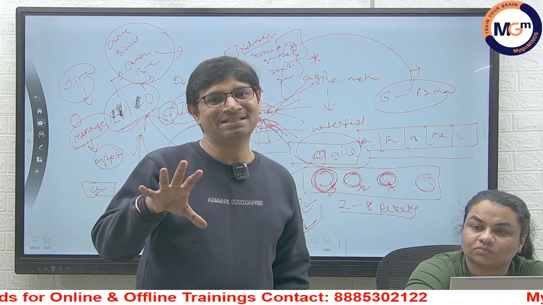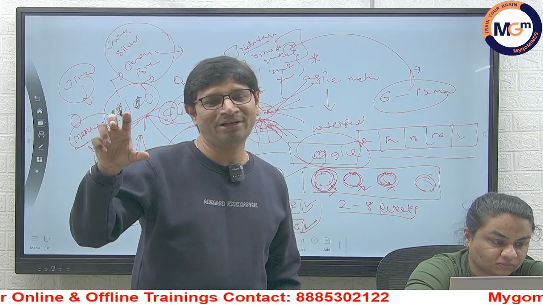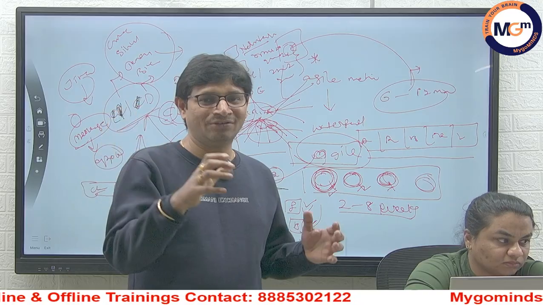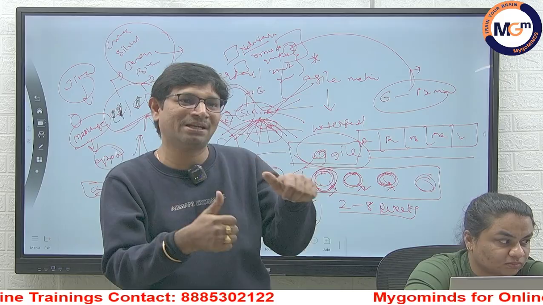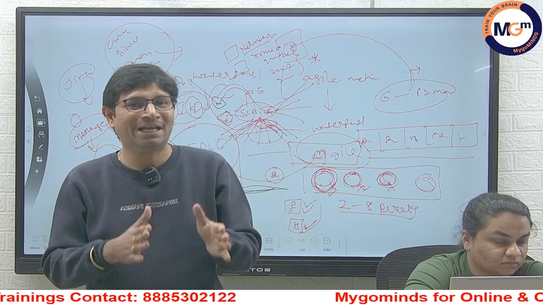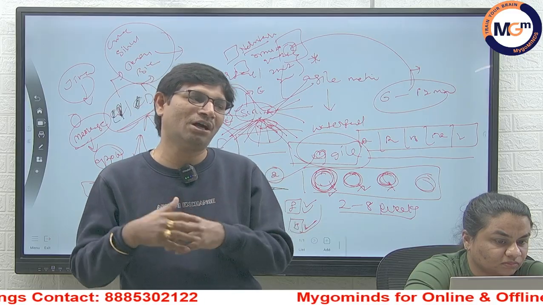CI/CD means continuous integration and continuous deployment. Whatever we were deploying manually before in the waterfall methodology, once the Agile methodology came into the picture, automation came into the picture. So they integrated CI/CD through automation.